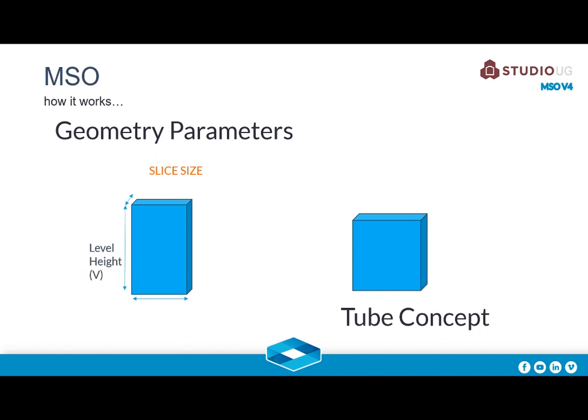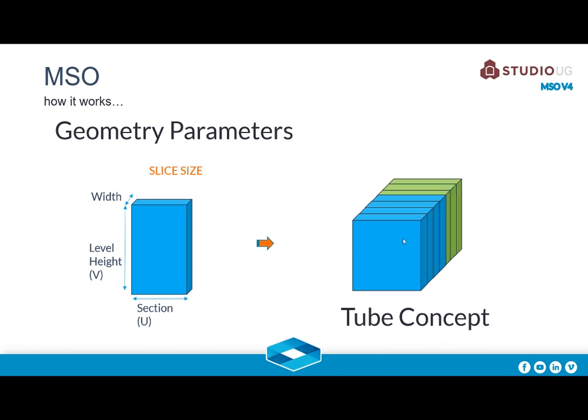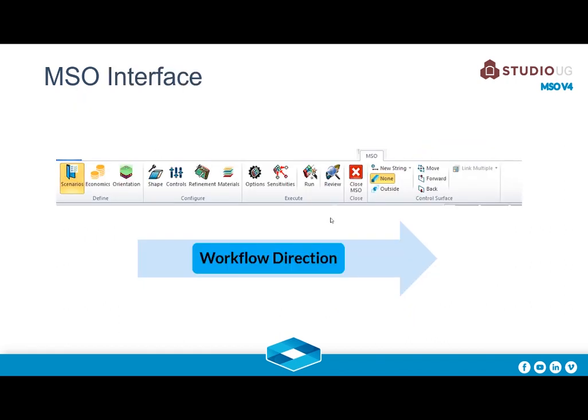Geometry, what I mean by geometry is your height, your section, because the way that MSO works, if you're using the slice method, is it creates a slice. You have your height of section and the width, and you will stack that against the block model until you find your minimum or your maximum shape, and then you continue stacking. That's why we call it true concept.